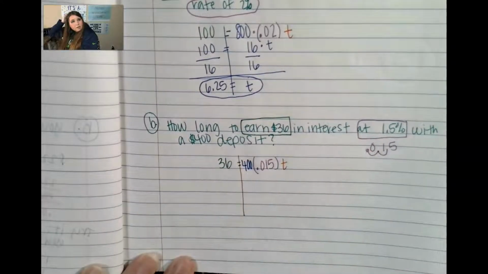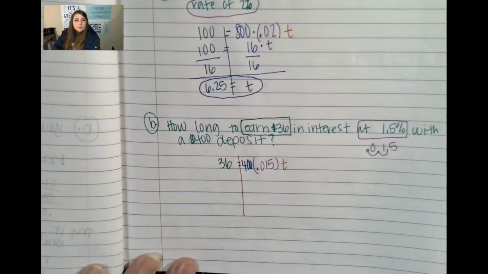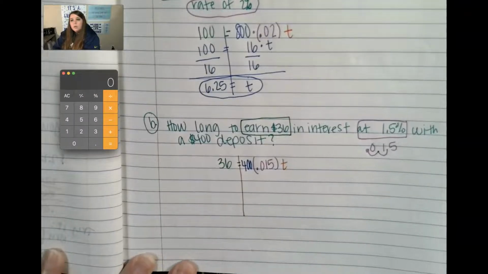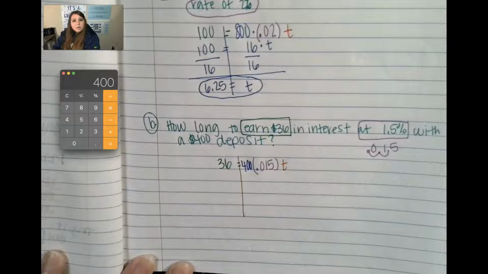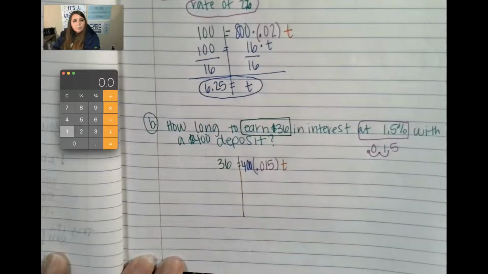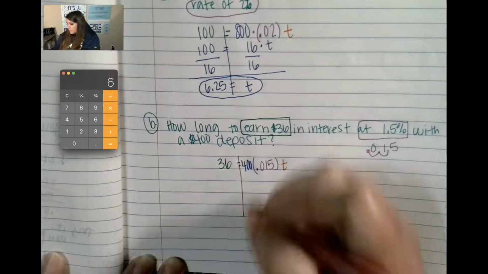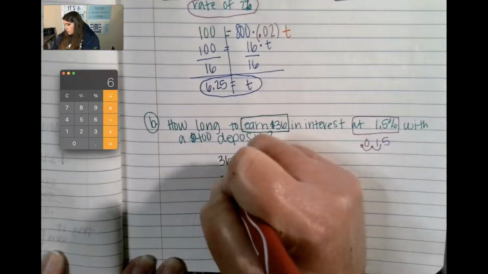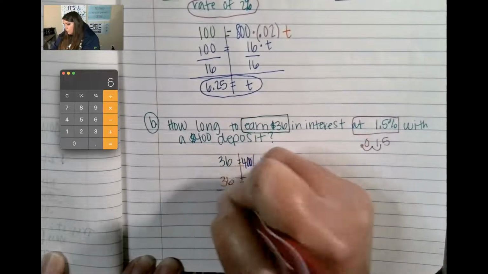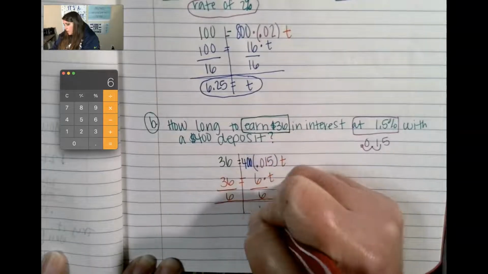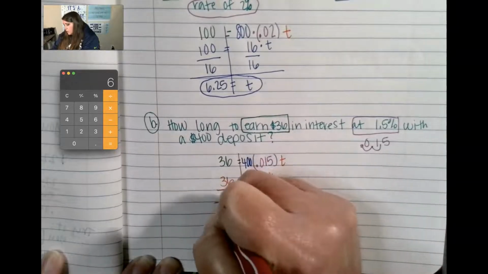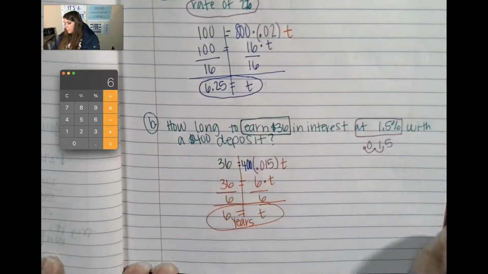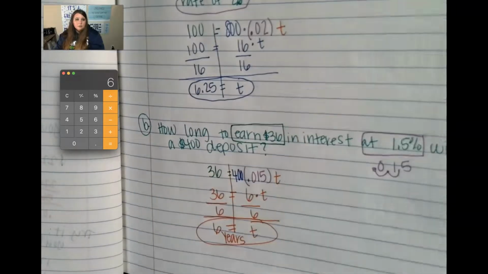All right, so now we're going to combine the things that are the same so that we can solve for t. We're going to spill the tea. All right, 400 times 0.015, and that gives us 6. 6 times t, and that equals 36. So divide by 6, time equals 6 years. So our time is 6 years.